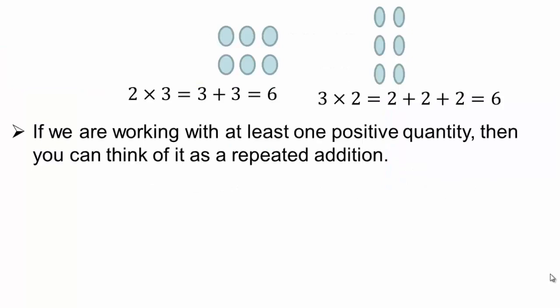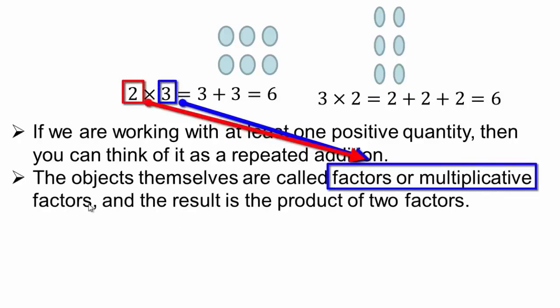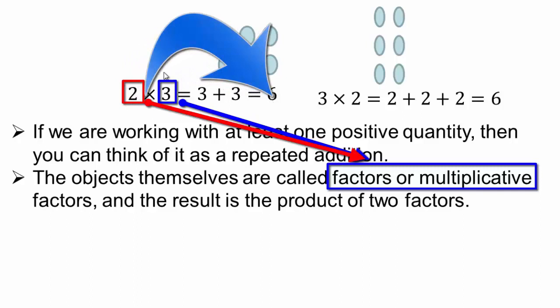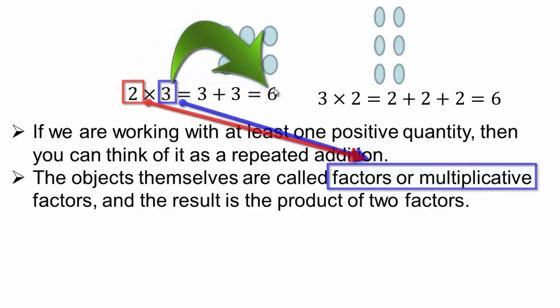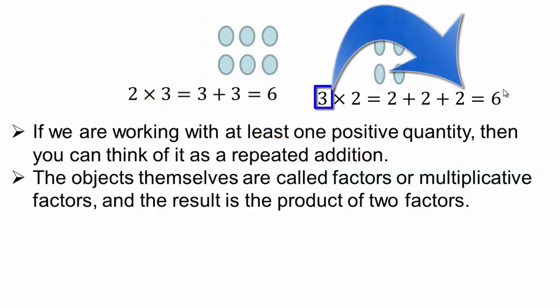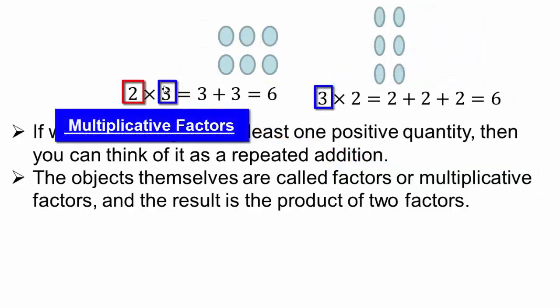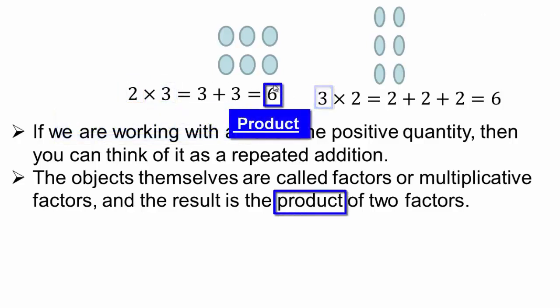If we're working with at least one positive quantity, then you can think of it as repeated addition like we saw here. The objects themselves are called multiplicative factors or just factors. So for example here, 2 is a factor of 6, 3 is a factor of 6. Same thing here, 3 is a factor of 6. So 2 and 3 are called multiplicative factors or factors of 6. And 6, the result of the multiplication, is called the product of 2 and 3. So the product of 2 and 3 is 6.